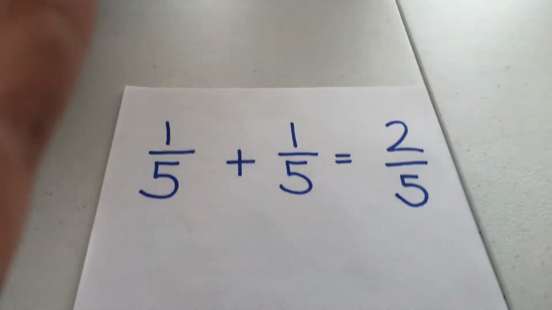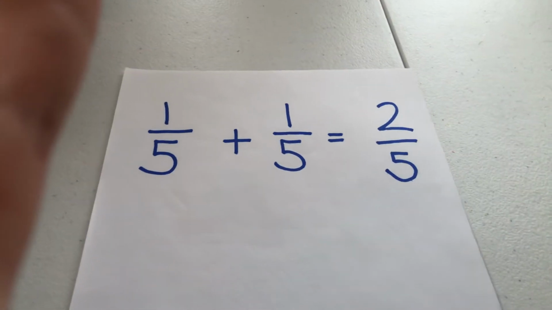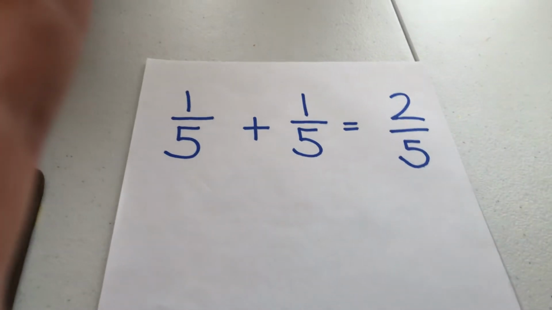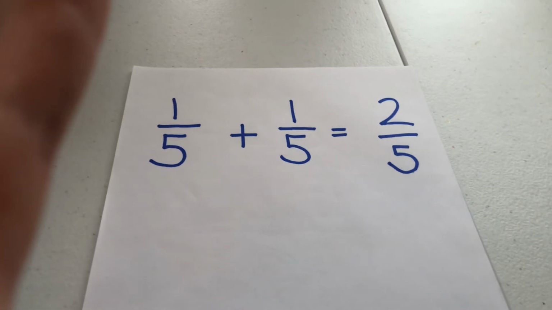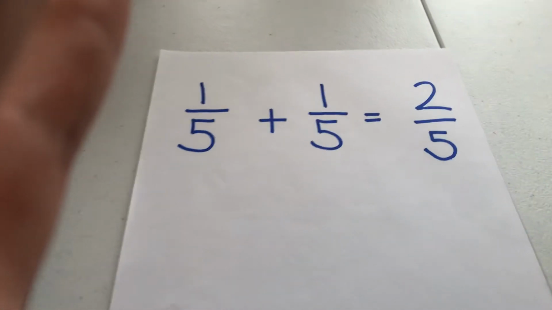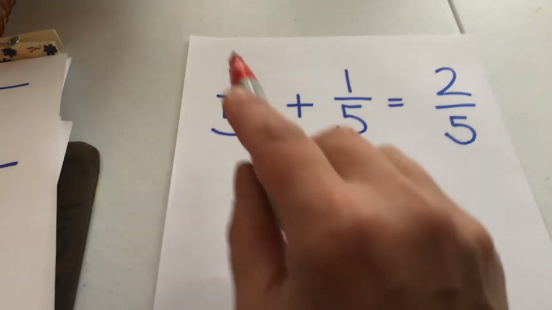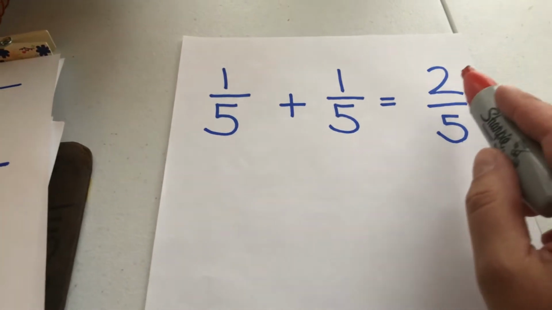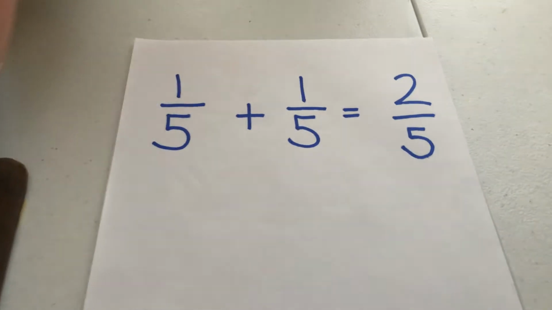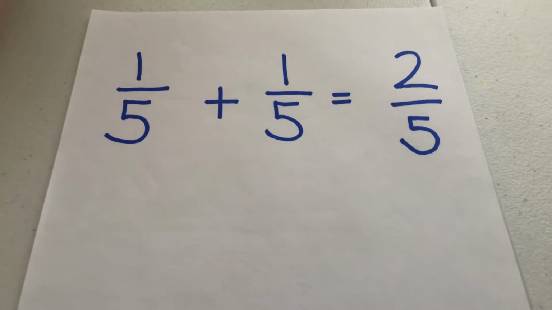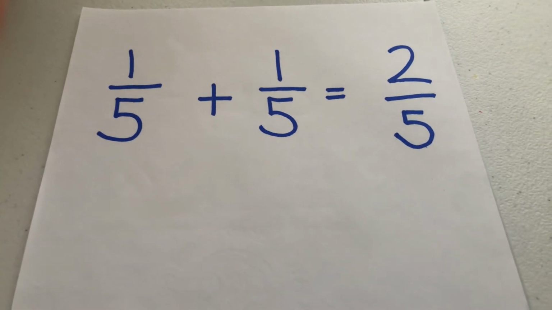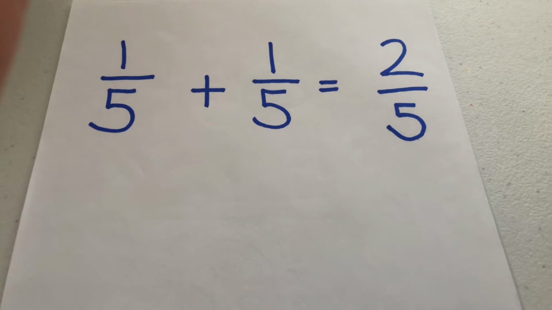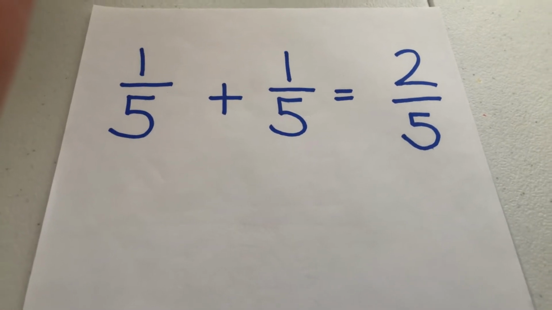Usually we are adding fractions that have like denominators, okay? The 5 and the 5, they are alike, so you can add them. So we add the numerators, 1 plus 1 is 2, and then the denominator stays the same. Now the denominator can stay the same because they are the same.